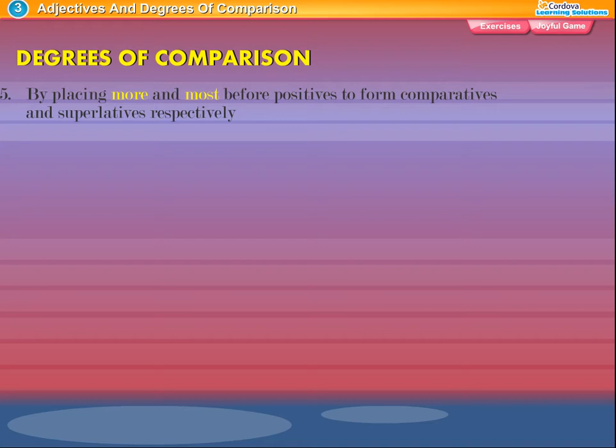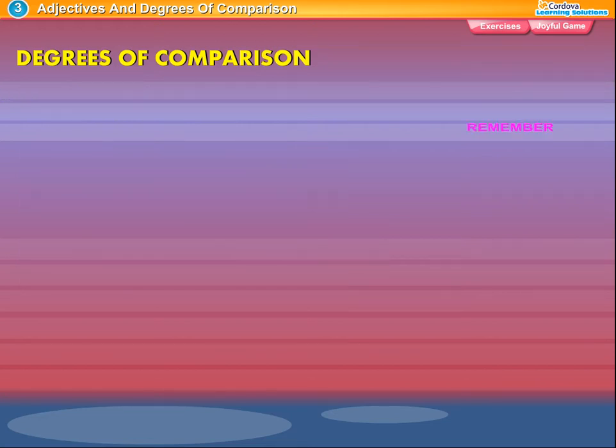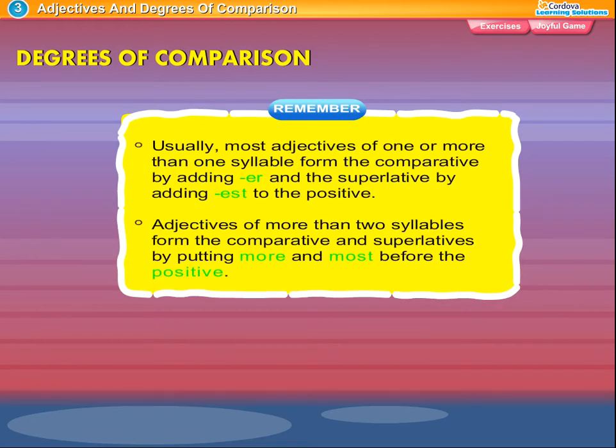By placing more and most before positives to form comparatives and superlatives respectively. Courageous, more courageous, most courageous. Industrious, more industrious, most industrious. Remember, usually most adjectives of one or more than one syllable form the comparative by adding er and the superlative by adding est to the positive.